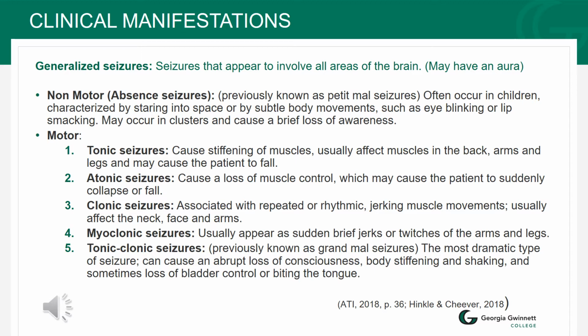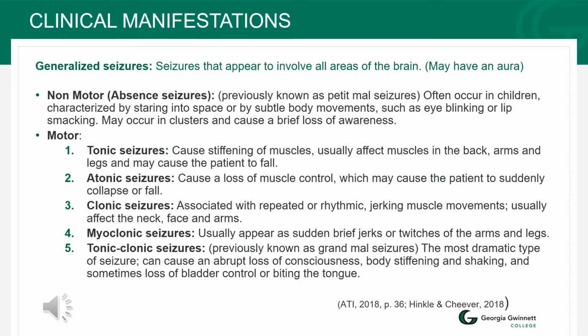A clonic seizure is only the clonic phase. So this usually lasts several minutes, and in this type of seizure, the muscles contract and then they relax. So they have that jerky muscle movement, and it typically affects the neck, the face, and the arms. Myoclonic seizures consist of brief jerking or stiffening of the extremities. They can be either symmetrical or asymmetrical.